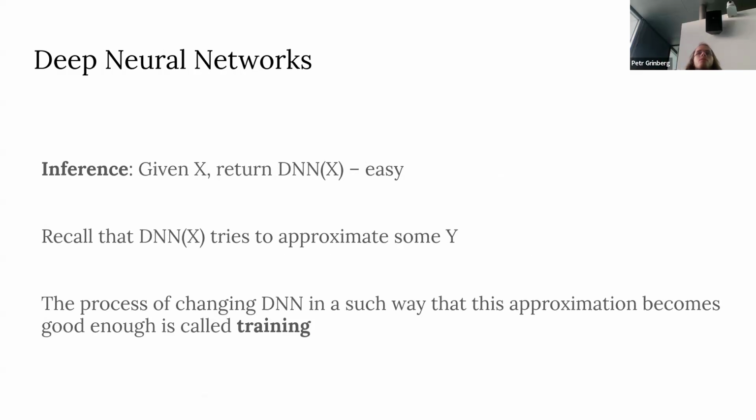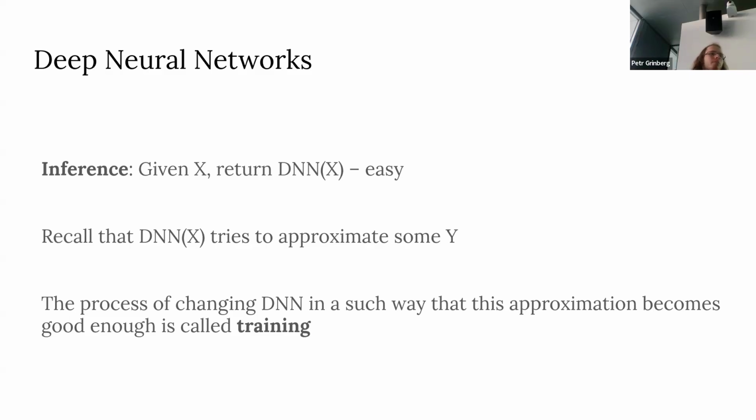Okay, questions? No. So let's move on with what deep neural networks are. Given X, your deep neural network returns some output. It can be binary, it can be discrete, it can be continuous, depending on how you define the output for the deep neural network. And it tries to approximate some Y.